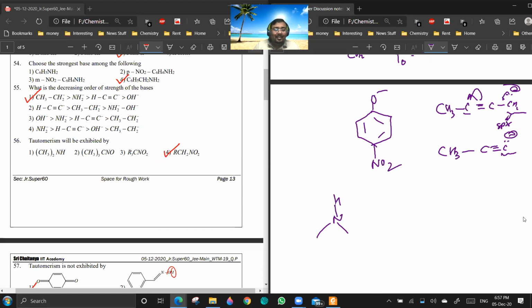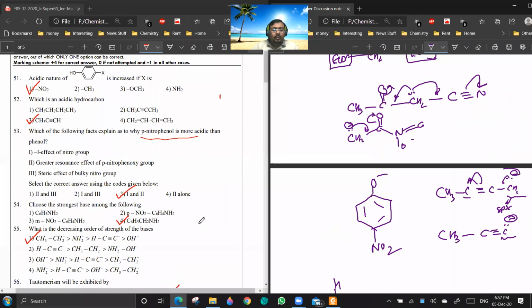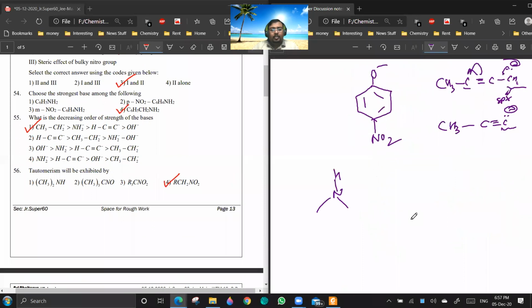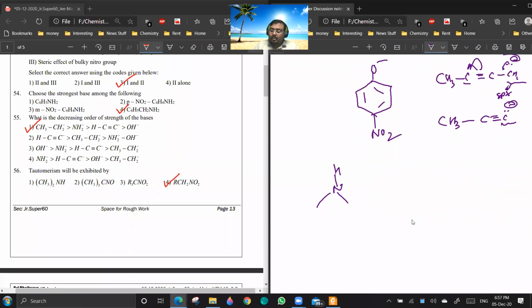Is it possible? You need at least a pi bond, no? Keto, enol, all are having a pi bond. Tautomerism requires a pi bond. Then only it can move. Okay. Then what about option 2? Option 2 does not have any sp3 hydrogen. That's why.